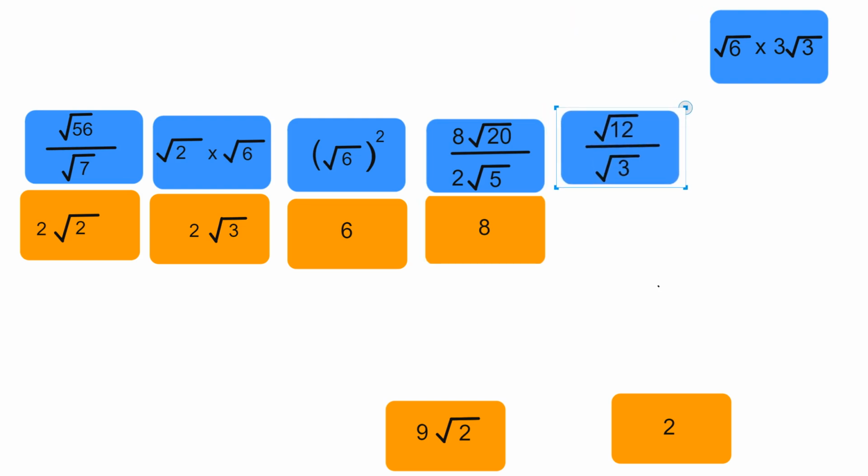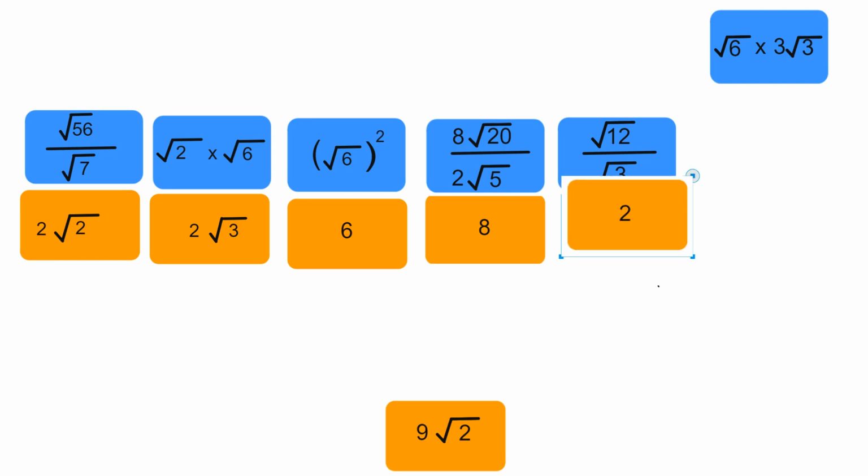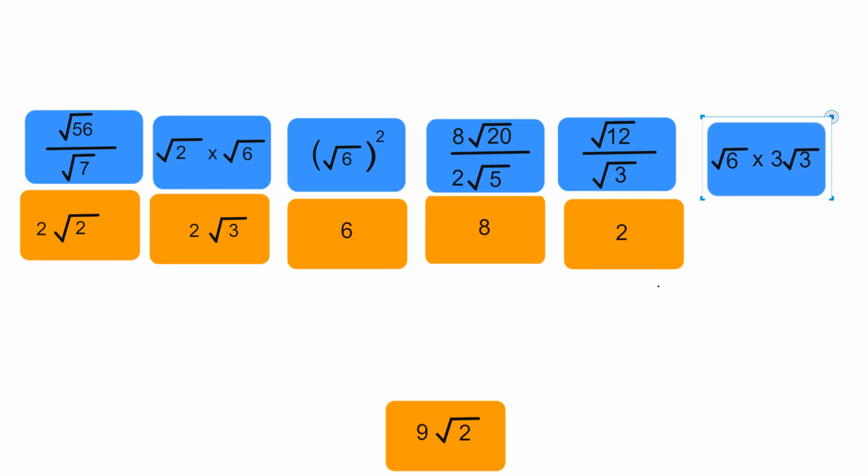The next question is square root of 12 divided by square root of 3. 12 divided by 3 is 4. So that means the answer to that is square root of 4. And we know that the square root of 4 is 2. So we've got our answer. Pair that with 2. So obviously, the last question here will have the last answer.